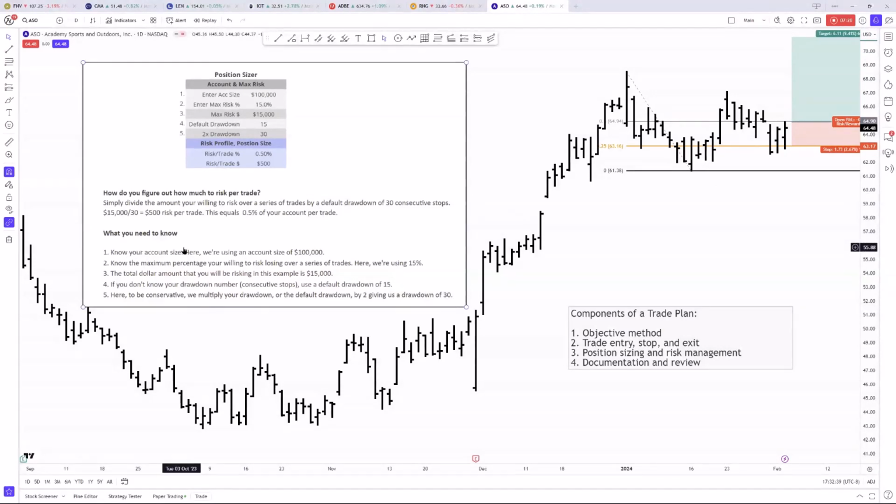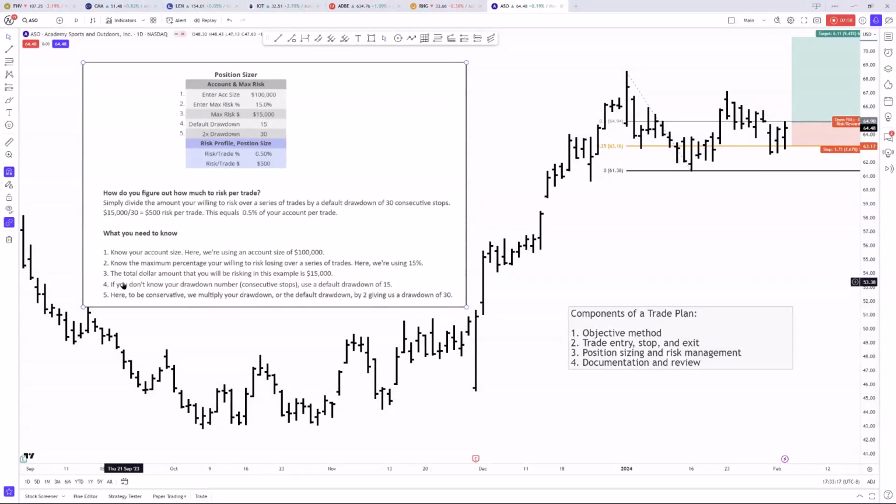Know your account size. This could be 10,000, 5,000, or 2,000, it doesn't matter. Here we're using 100,000. Know the maximum percentage you're willing to risk over a series of trades. Here I'm using 15%. So that's the total drawdown of the account, for this exercise. That gives us the total dollar amount: this times this is going to give us 15 grand. I'm willing to lose 15 grand, 15%.